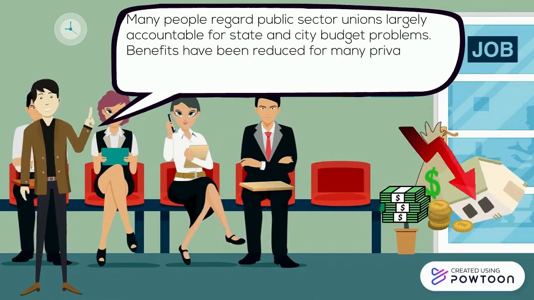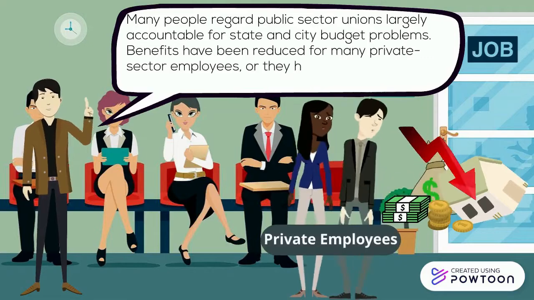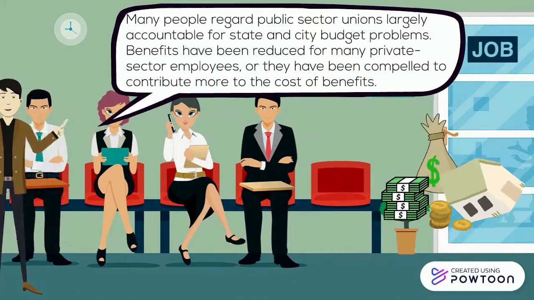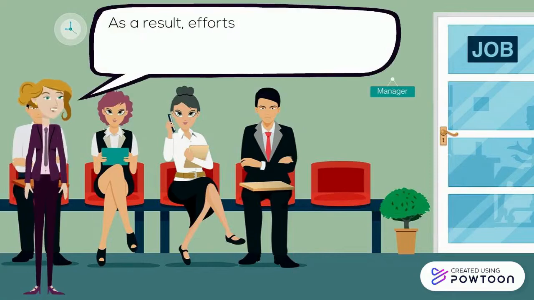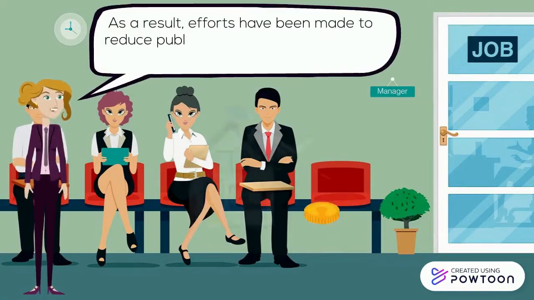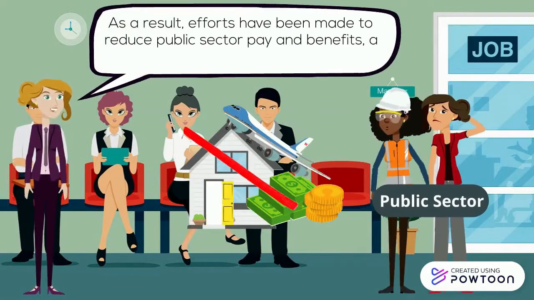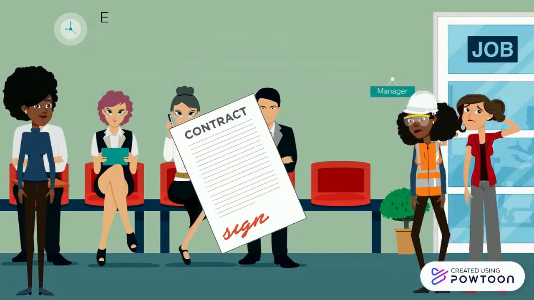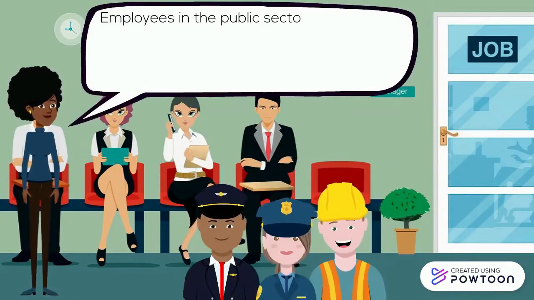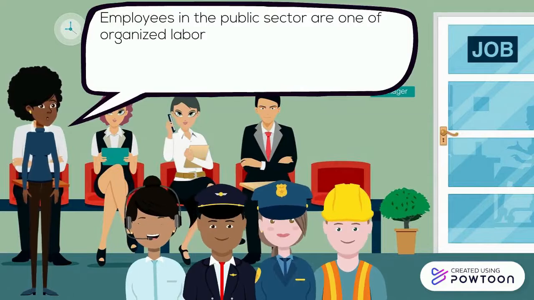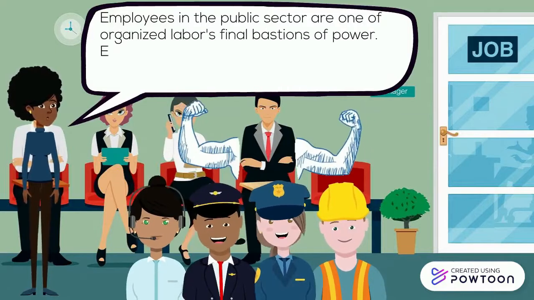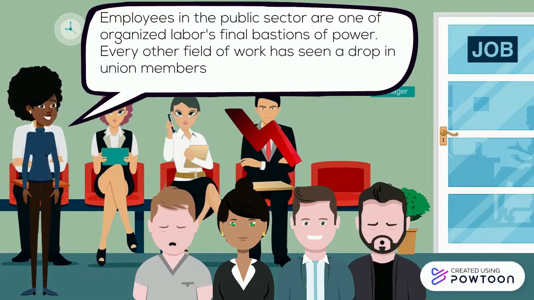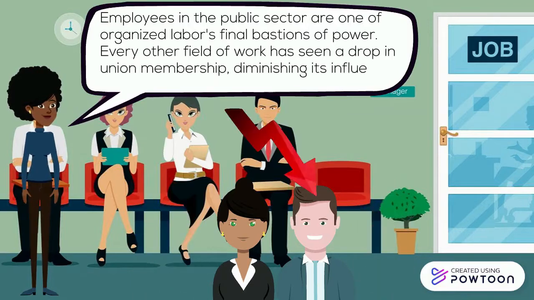Benefits have been reduced for many private sector employees, or they have been compelled to contribute more to the cost of benefits. As a result, efforts have been made to reduce public sector pay and benefits, as well as to limit collective bargaining rights. Employees in the public sector are one of organized labor's final bastions of power. Every other field of work has seen a drop in union membership, diminishing its influence and visibility.